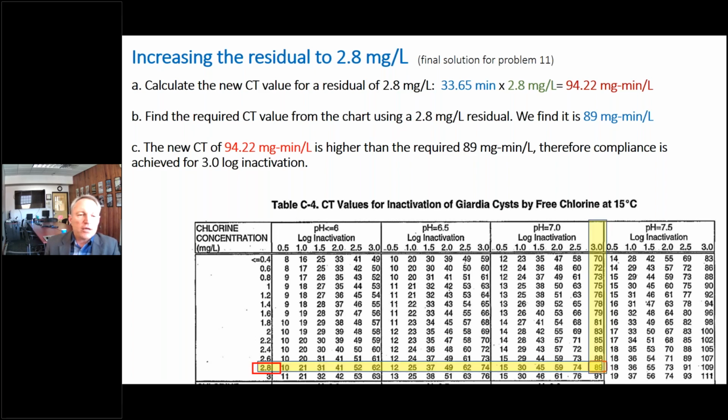And the chlorine concentration that you're using actually changes the CT value that you required. So it's kind of a moving target. So in this case, when we look at 2.8 and we line that up with the 3-log removal, we are required to have a minimum of 89. So with this increased level, we see that the CT value that we're attaining of 94.22 is higher than the required 89 milligram minute per liter. Therefore, we've achieved compliance.